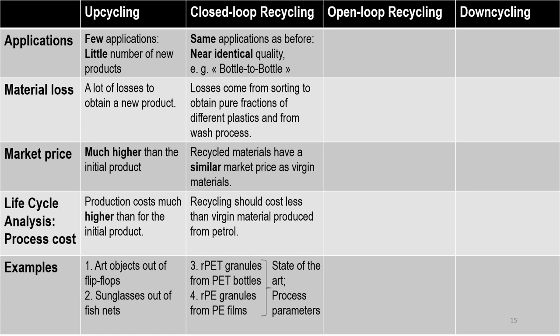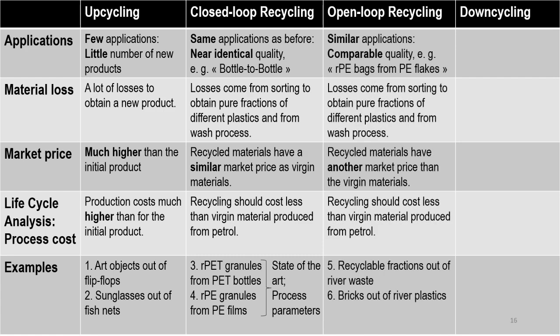And the recycling, the mechanical recycling should cost much less than the production of the virgin product in the first place. So I give you two examples: PET granules out of PET bottles and PE granules out of PE films. Open loop recycling means that you do anything out of a pure product, so it's open, the choice that you have. So it will be another market price because it's not the same product.